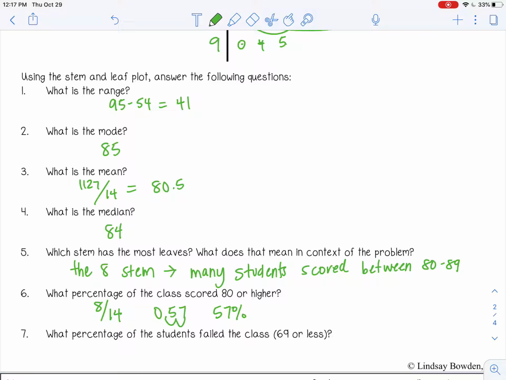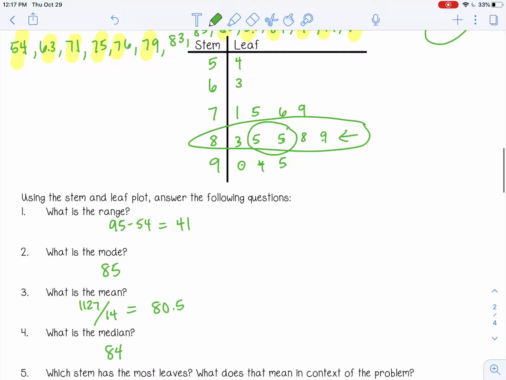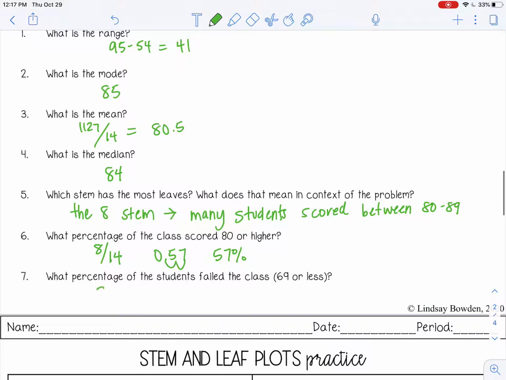All right, what percentage of the students failed the class? 69 or less. So let's see. Only 2 students were 69 or less out of 14. So same thing, I'm going to take my calculator, 2 divided by 14, and you get 0.14. So 14% failed the class.